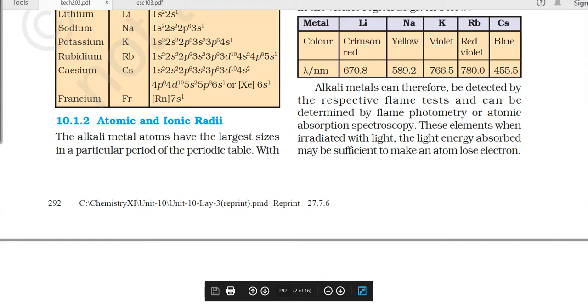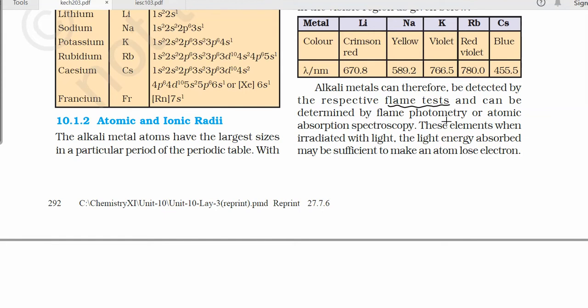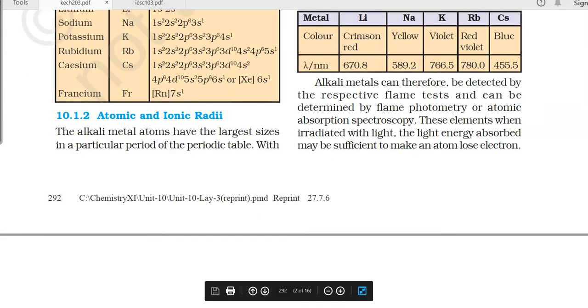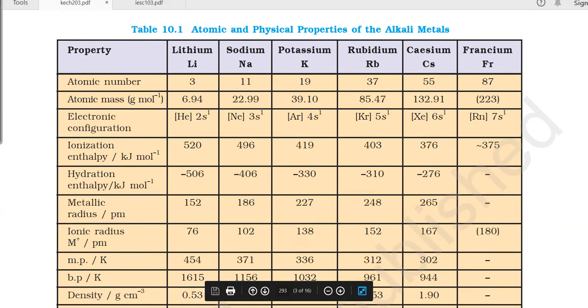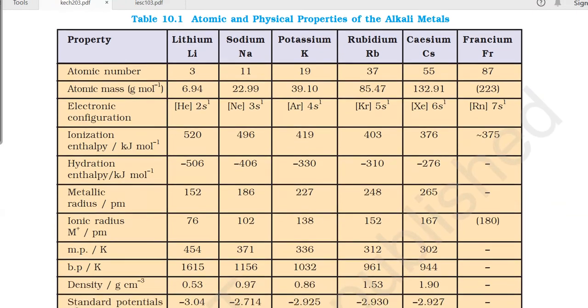Next, alkali metals can be detected with the flame test also. We can easily detect by the flame test which particular element is present, and it can also be determined by flame photometry or atomic absorption spectrometry. These elements, when irradiated with light, may absorb light energy sufficient to make an atom lose an electron. Very low ionization enthalpy is required, so it is very easy to remove an electron from the outermost shell of an atom of an alkali metal.